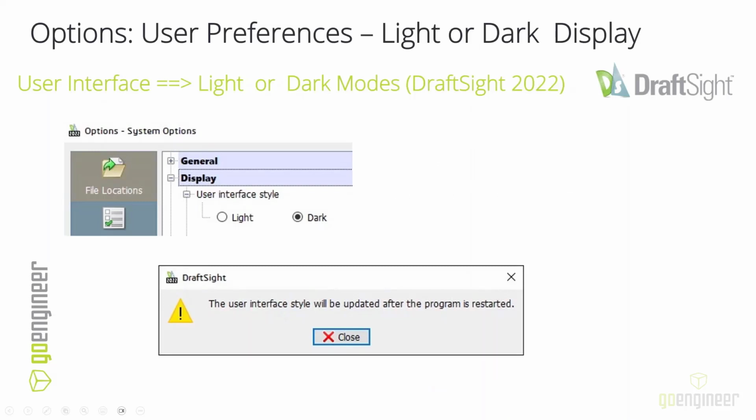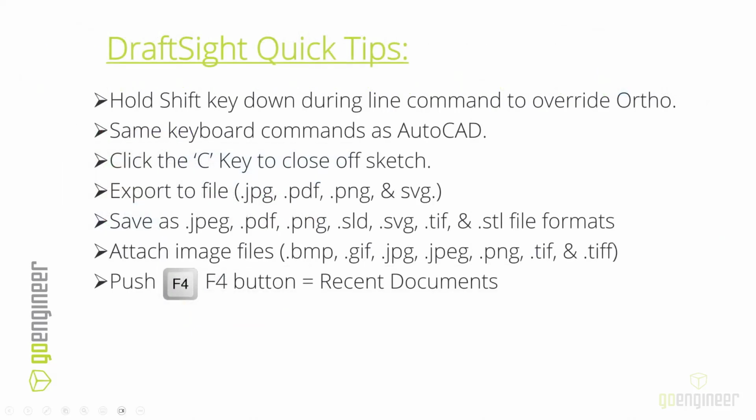So, some more options and user preferences. I was talking about this one earlier: I have the light and dark, so remember that one's there. The other one we want to talk about is holding the shift key down to override ortho. If you have ortho on, where it goes vertical and horizontal, and you hold the shift key down, just like you do in SOLIDWORKS, users would know this, you can hold that down and override the ortho, which is vertical and horizontal inside the 3D environment.